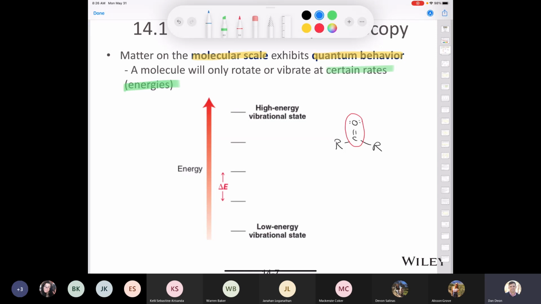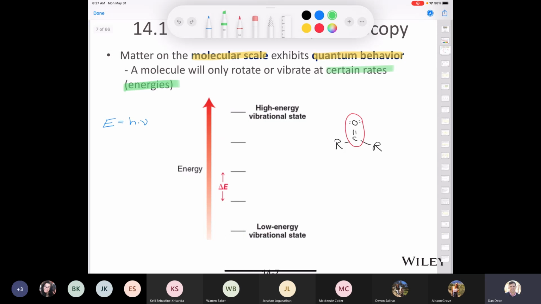Now, why did I use the word frequency? Because we know that energy is directly proportional to frequency, so I could put frequency there. But anyhow, we're talking about energy. So the idea is that there are discrete energy levels at which the bond can vibrate.